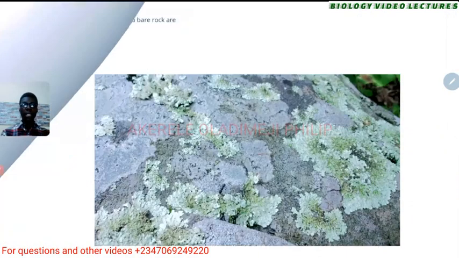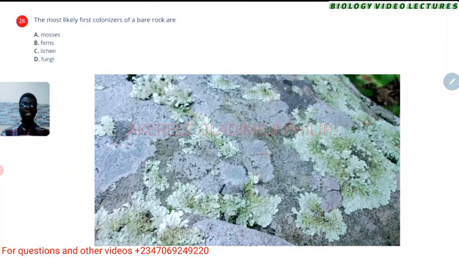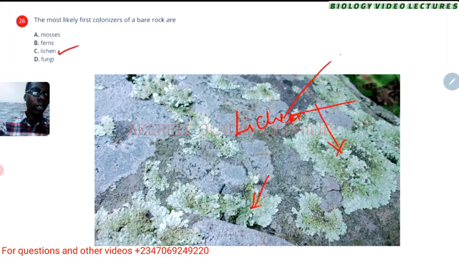Now, the most likely first colonizer of a bare rock is lichen, which you are seeing on the screen. These are lichens. So you probably will ask me, what is a lichen? The answer is C. Some people call it lichen, either way, that's the spelling. Now, lichen is made up of algae and fungi. The two of them help each other to stay here.